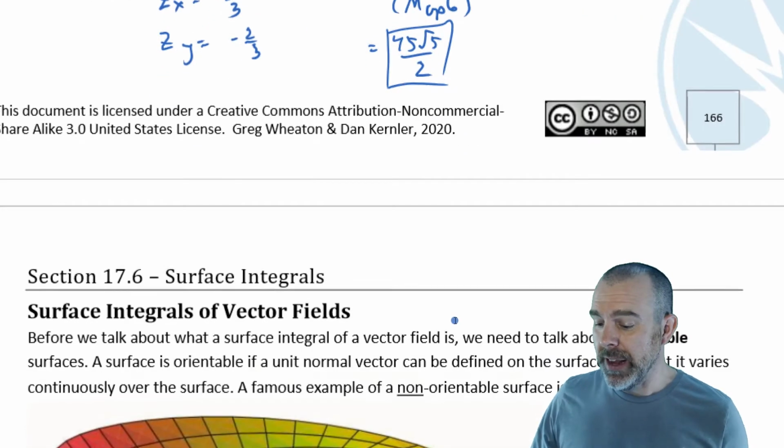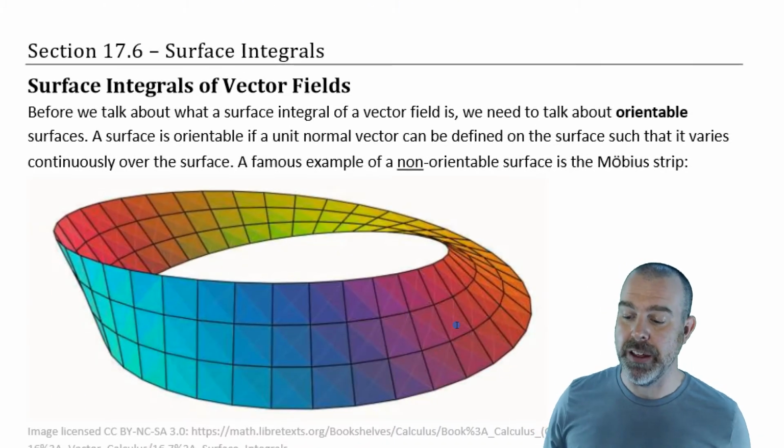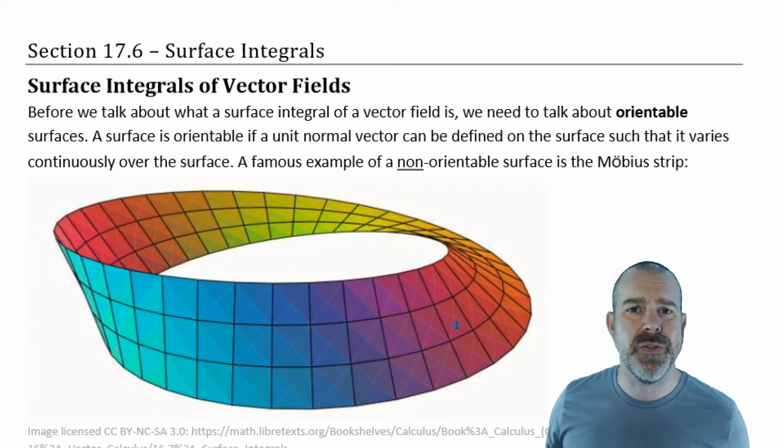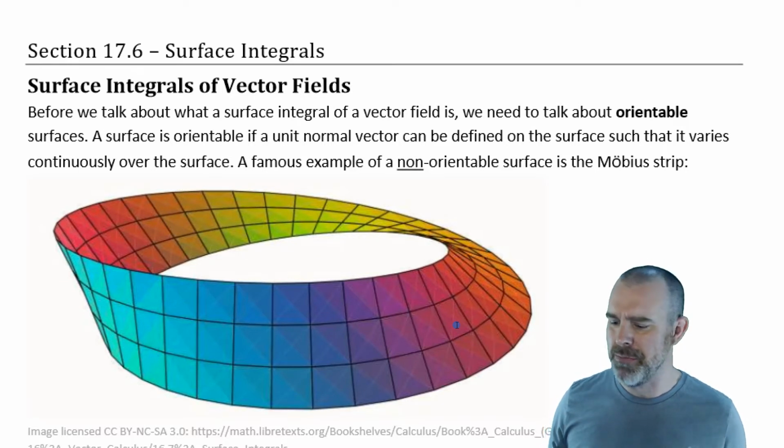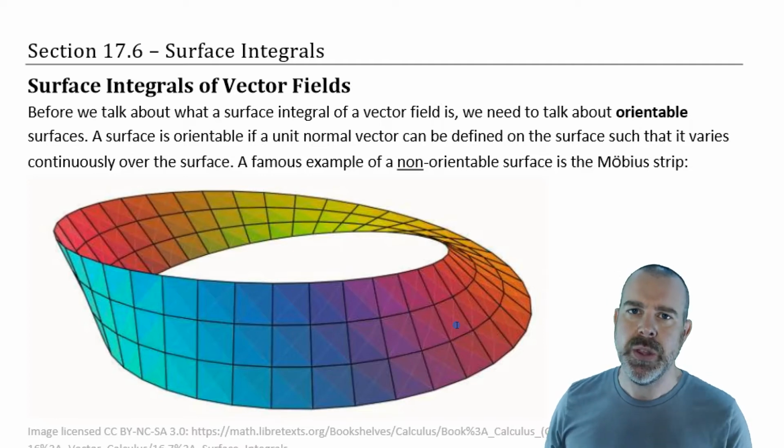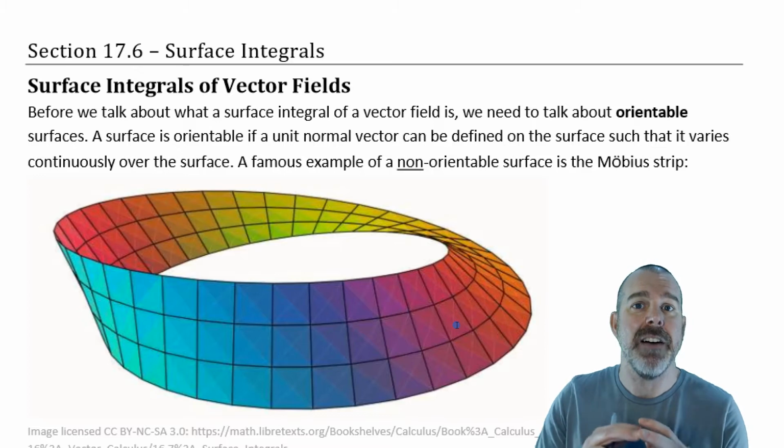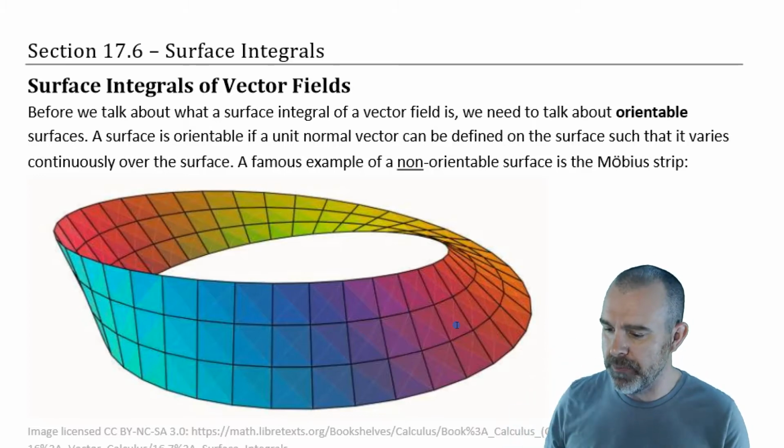Okay. All right, next topic here. What if we have a vector field? Can we talk about a surface integral of a vector field and what that would mean? Before we can do that, we have to talk about whether a surface is orientable. Does it have like an outward direction?